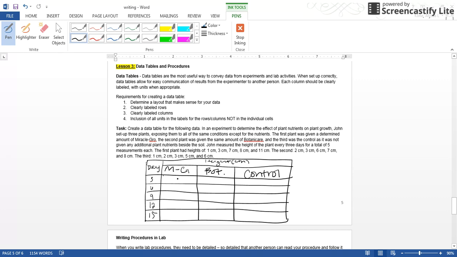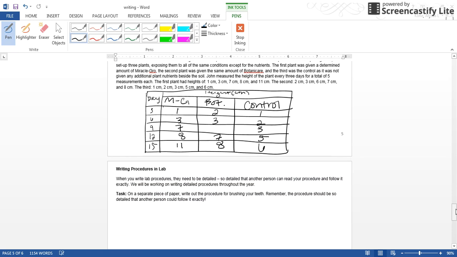We're going to throw in our data here. So Miracle-Gro was 1, 3, 7, 8, and 11. Botanicare was 2, 3, 6, 7, and 8. Control 1, 2, 3, 5, and 6. So I feel like that layout there sums it up pretty easily. So you can look at it and see, okay, I'm clearly looking at the height, the 3 types, and then all of their measurements based off of these days. So think about how you set up data tables this year. It's going to be really important.